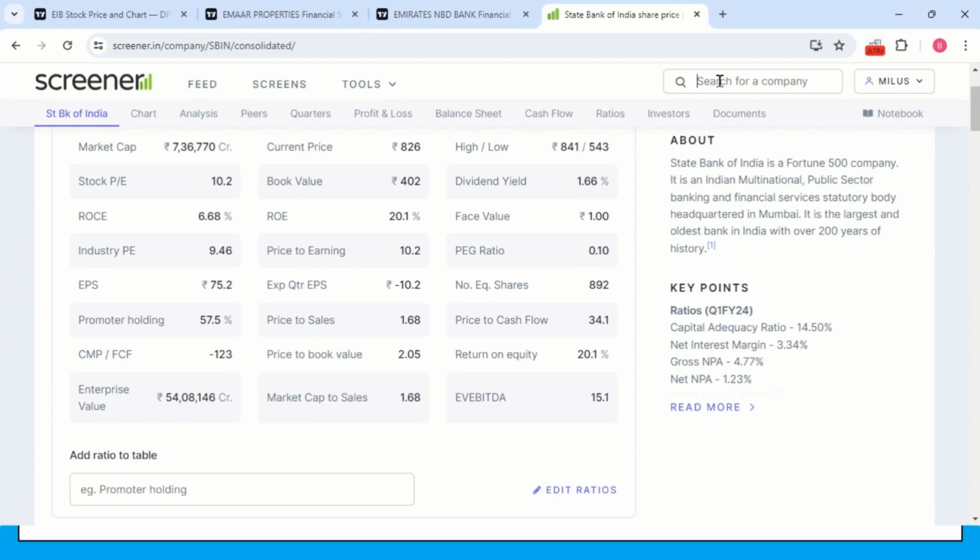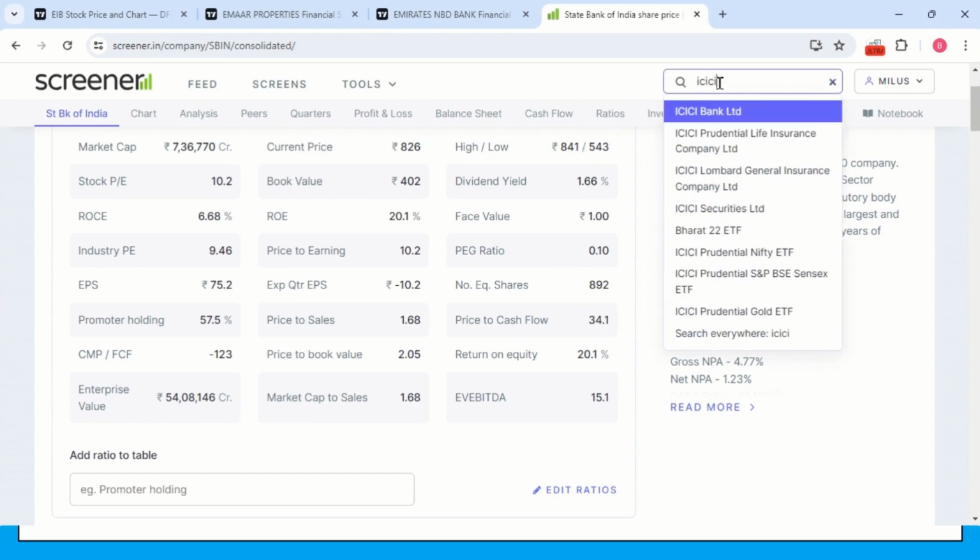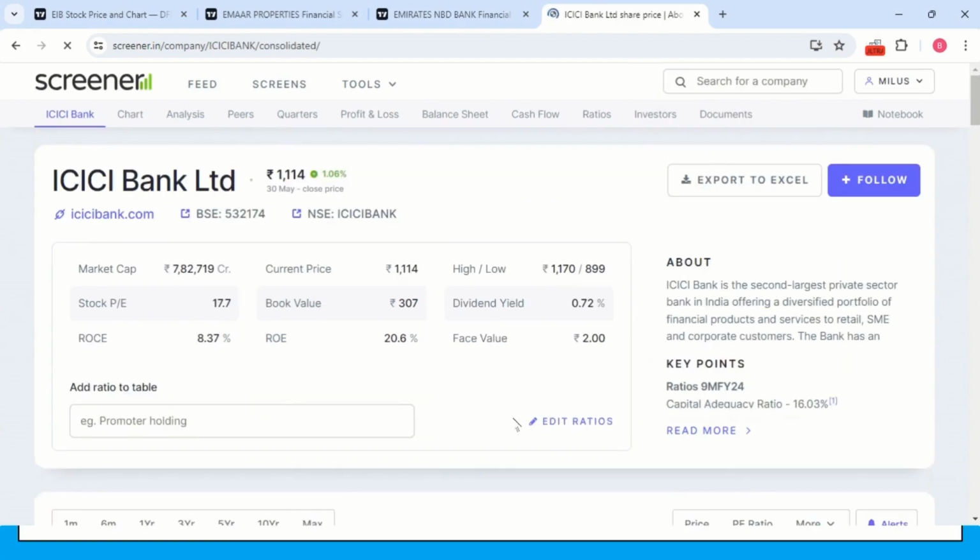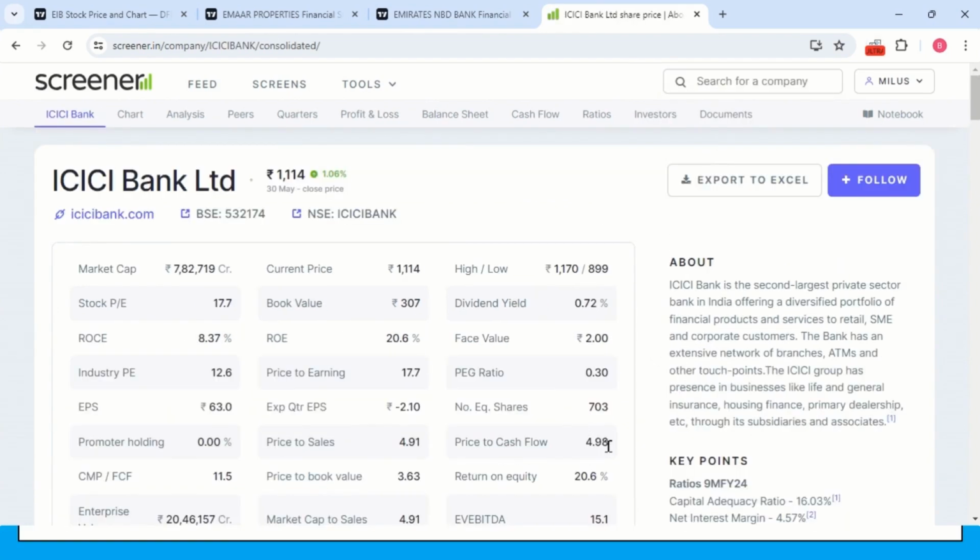You can compare with a private bank. We can compare with ICICI. What will the price to cash flow be there? It's 4.98. It's good. So most of the people who are getting the loan are paying their repayment in a proper way. So now you can take a decision, which is good. ICICI Bank is good compared with SBI in terms of price to cash flow.